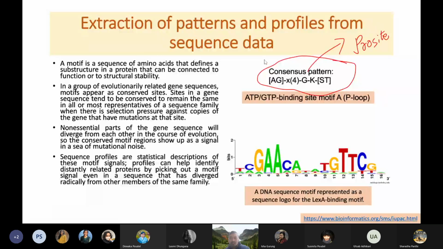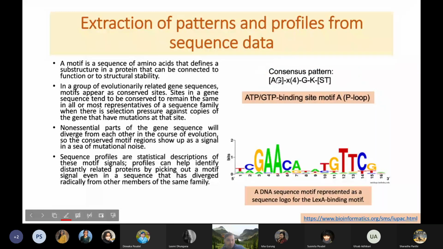Here it can be 50-50, A and G can be 50-50. X means it can be any residue, four of them. So here it can be A or G, then four positions 1, 2, 3, 4, then it has to be G, then it has to be K, then anything except S and T. So this is how consensus sequences are made.